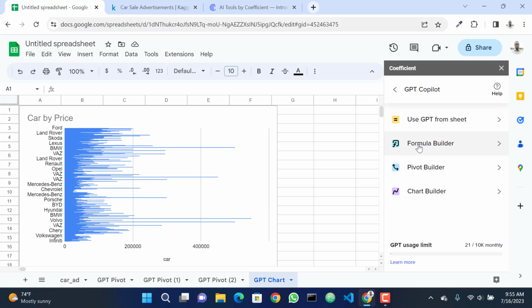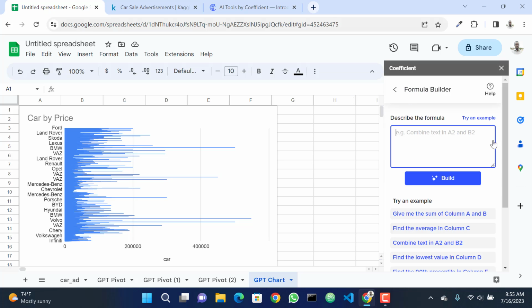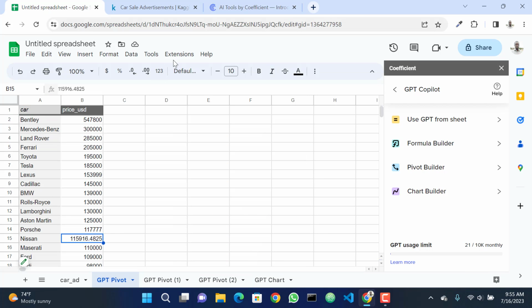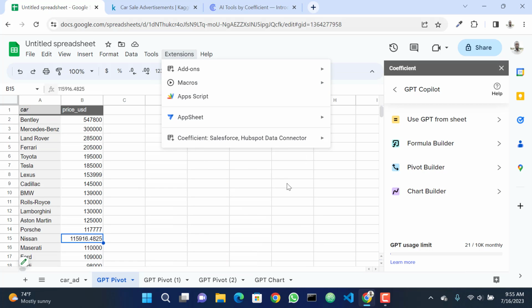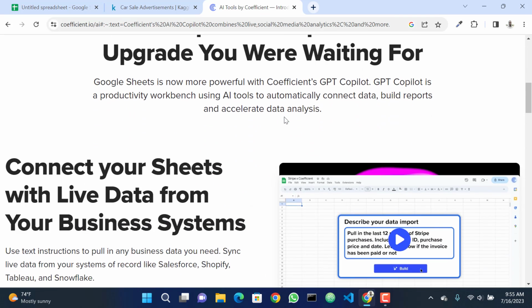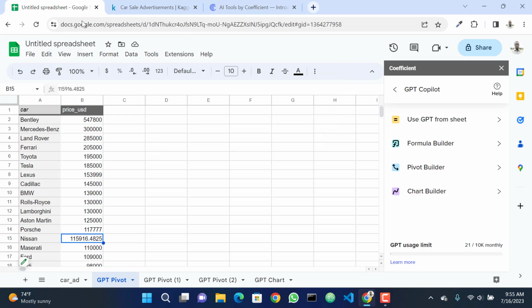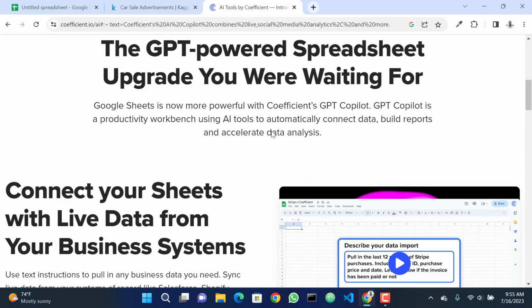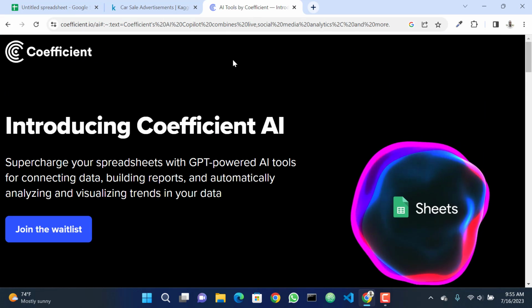So it just helps. And also, there's a formula builder. Maybe I'm looking for a specific formula, and you get it. So that is it. Next, I will be working more on charts and see what we can create with this extension. You can try it. You can get the extension from Google extensions, or you can just go to their website and download it.